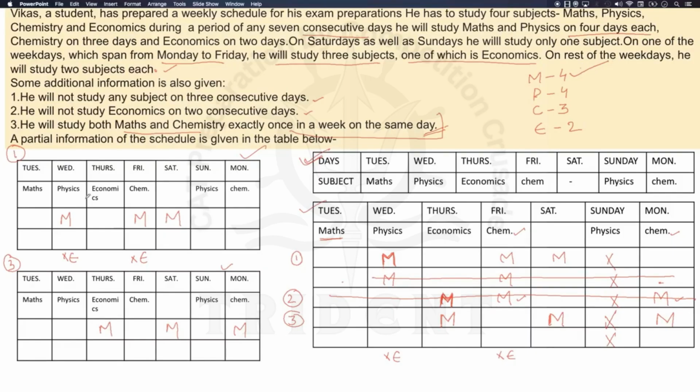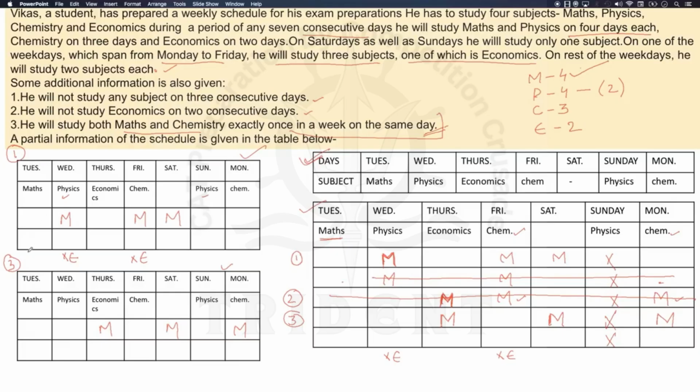How many physics are already arranged? 1 and 2 physics are already arranged. So let's try to arrange the remaining 2. The possibility for physics is that it can come on Tuesday, Thursday, Sunday and Monday. 4 days, but not on Sunday because Sunday is fixed. So 1, 2 and 3: that is Monday, Thursday and Tuesday. We'll have to arrange 2 physics. Okay, let's try to do that.